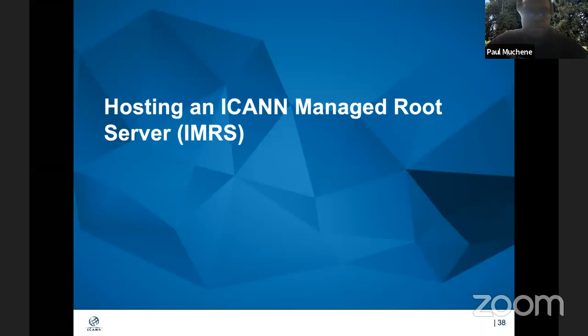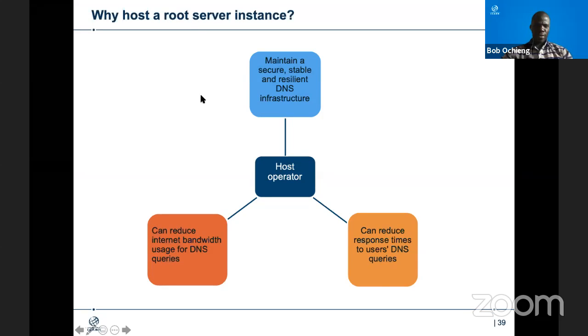So I would like to call upon my colleague Bobo Cheng to talk about how you can host a root server system, in particular an ICANN managed root server, IMRS, which is also known as the L label. Okay, so welcome, Bob. Thank you very much, Paul, and for that quite a detailed run and background on the root server system so far. I hope my audio is clear.